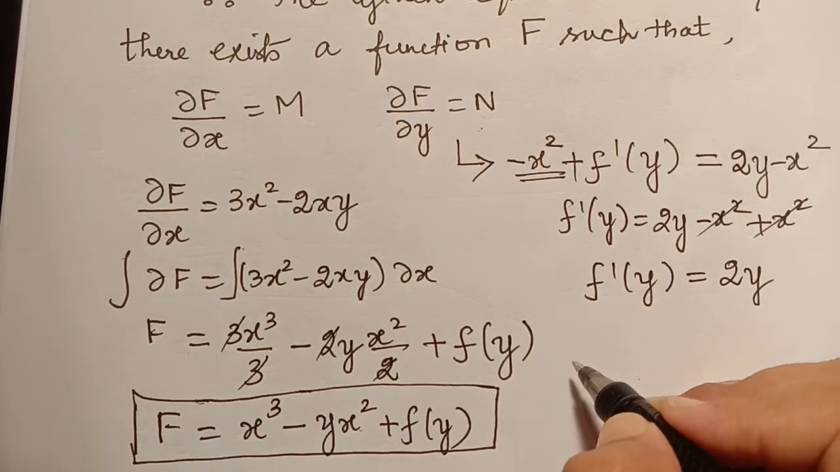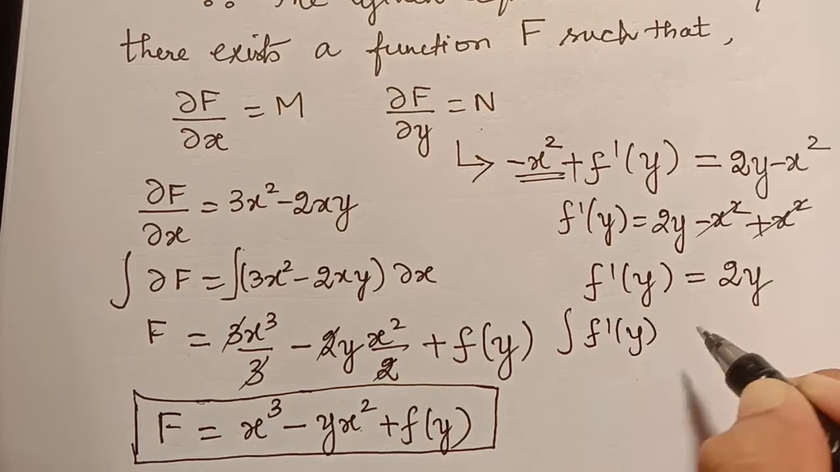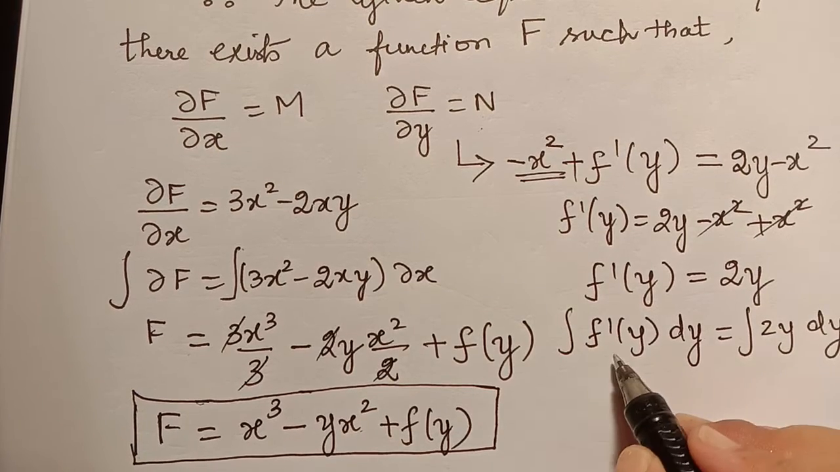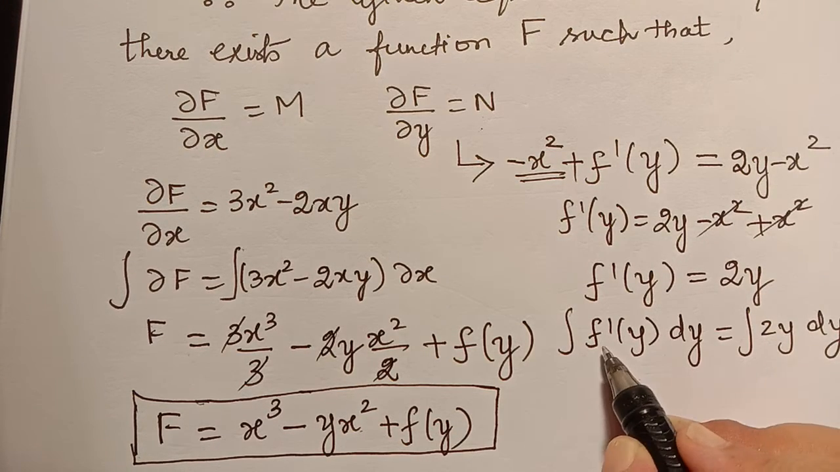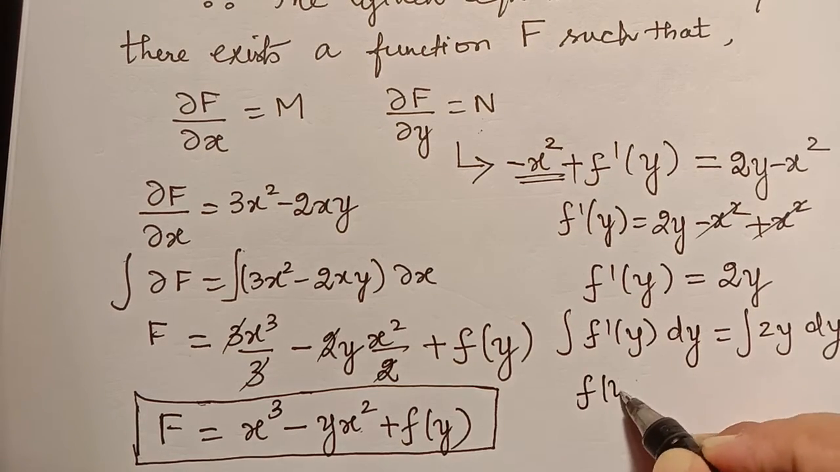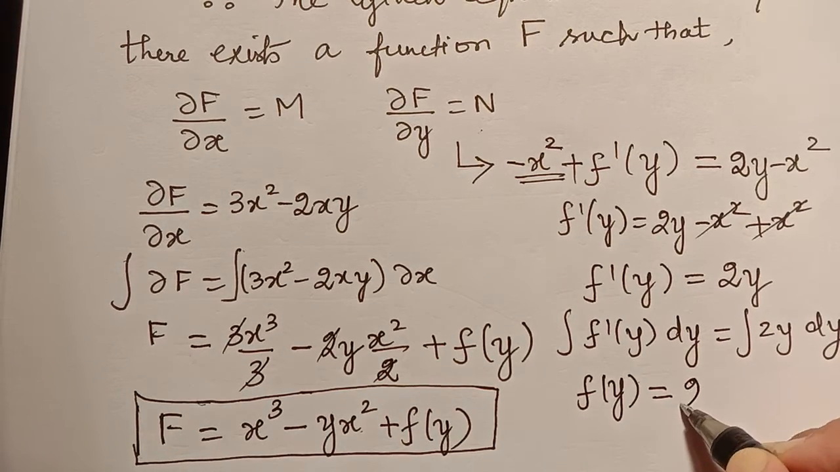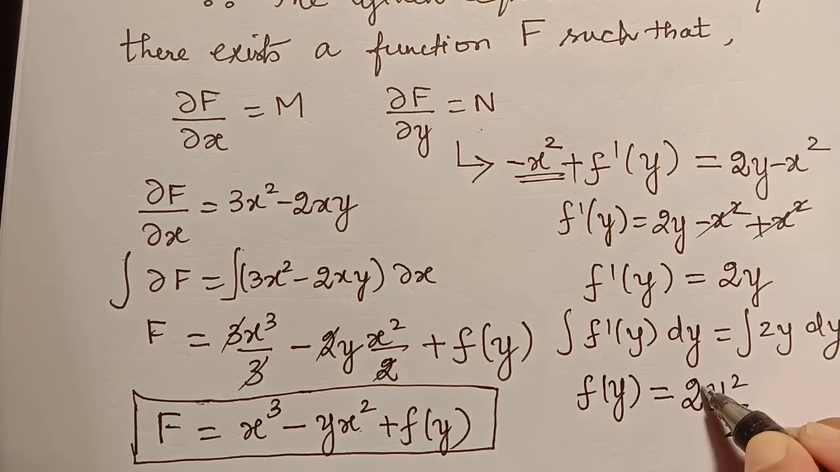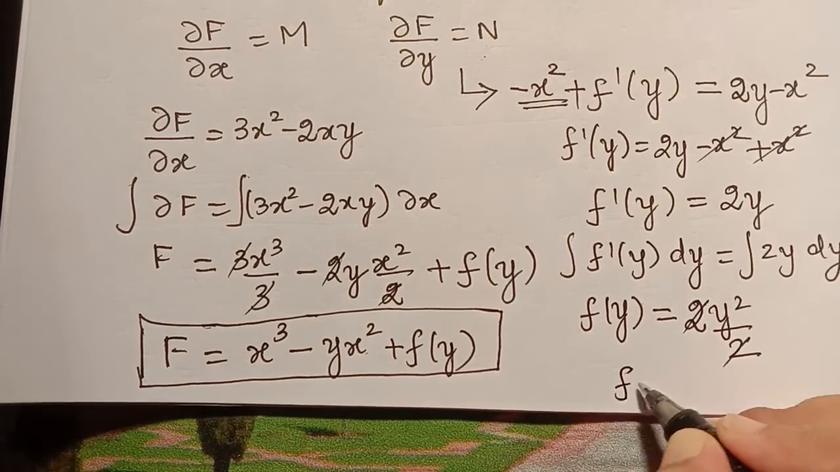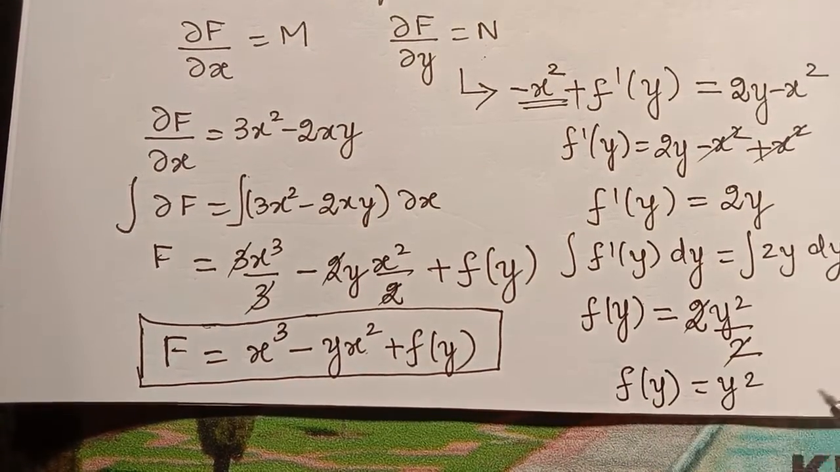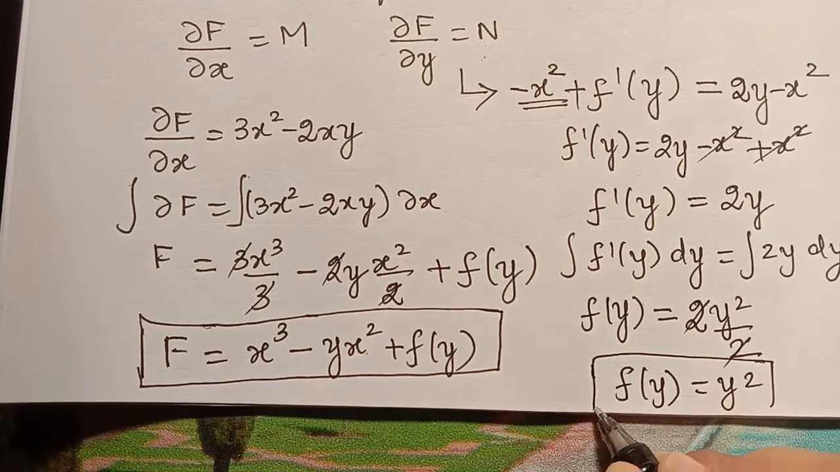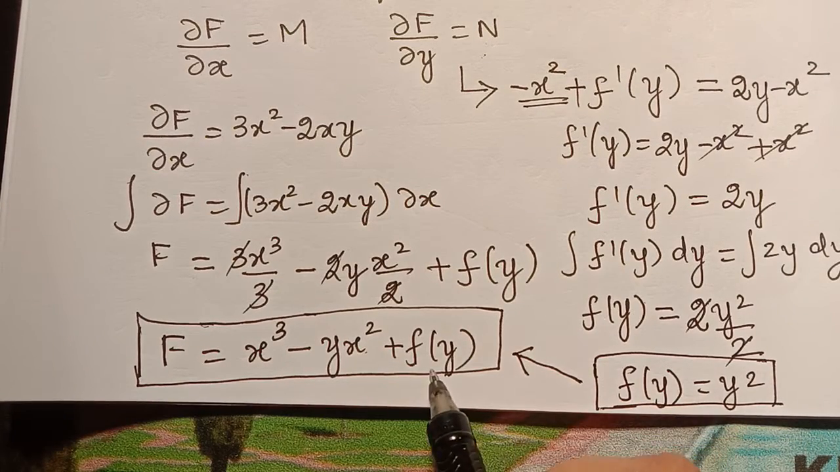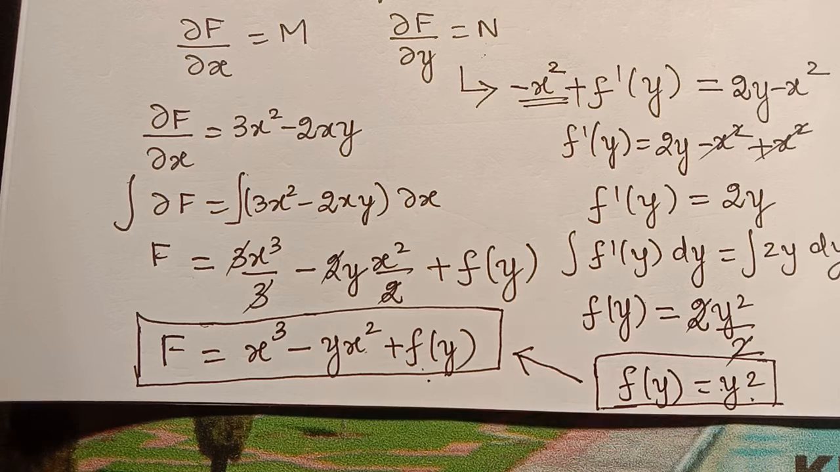Now we will be integrating on both the sides with respect to y. So ∫f′(y) dy will be equal to ∫2y dy. Now when we integrate this with respect to y, the integration of f′(y) is f(y), and that is equal to, now 2 is a constant, so we can write it outside, and the integration of y dy is y²/2, and so this and this will get cancelled, and therefore the value of f(y) is equal to y², and so we have obtained the value of f(y). Now this f(y) has to be substituted here to get the final complete solution. So now we have to substitute this over here.